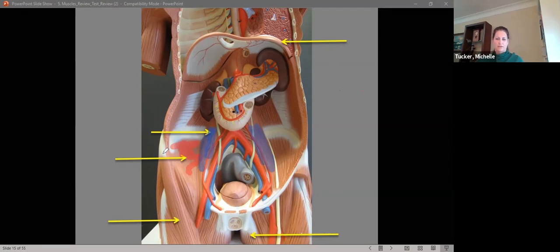This is sartorius, and then we are just starting to see an adductor peek out, but we wouldn't use this presentation for adductors. But this is the beginning of sartorius.